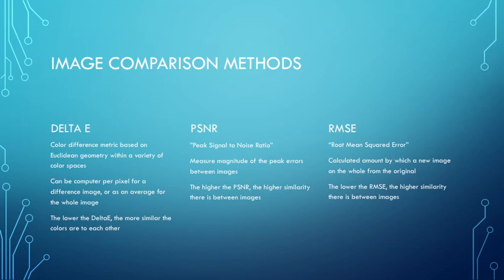We're also going to be using peak signal to noise ratio, or PSNR, which measures the peak errors and their magnitude and how they differ between images. So we're looking for a higher PSNR in this case for a higher similarity. The third and final method is root mean squared error, which is used when you have a whole data set and want to see how much it varies within. So RMSE is going to be a metric that shows you how different the images are overall in a cumulative sense. So we're looking for a lower RMSE in this case for a higher similarity.